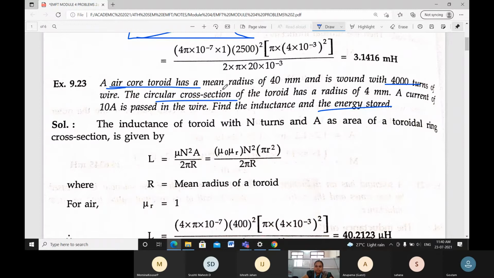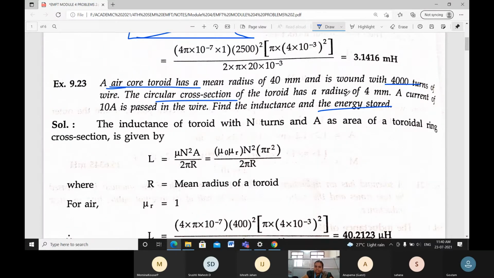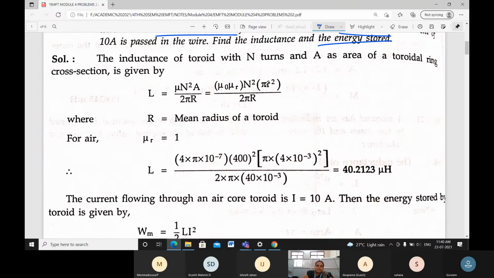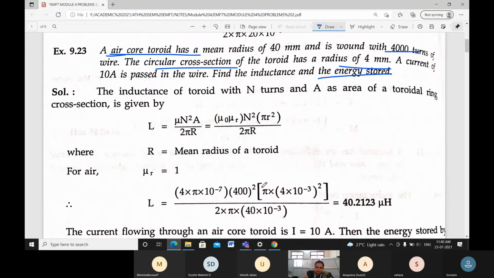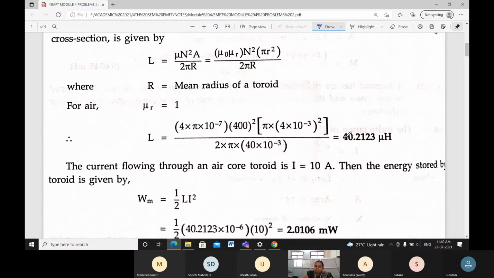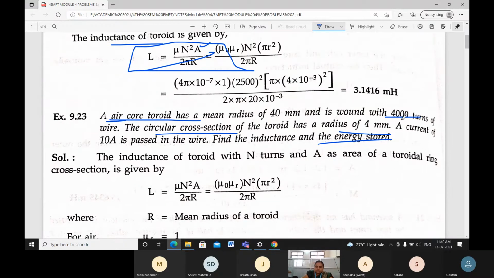Then toroid radius is given as 4 millimeters, means it is small r, and capital R mean radius is given as 40 milli, sorry, millimeters. Therefore you substitute for all the values and you will be getting 40.2123 micro Henry. Then what do we want, what other things are given other than this, they gave the current also.